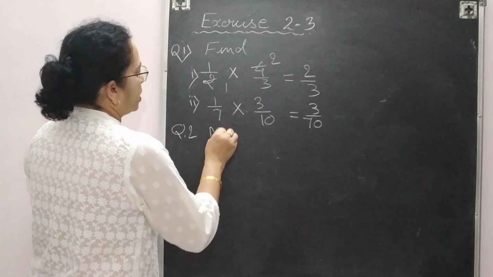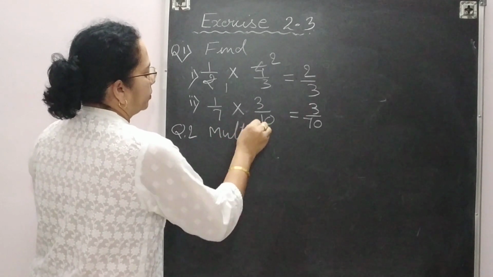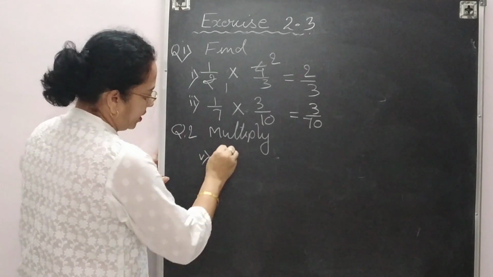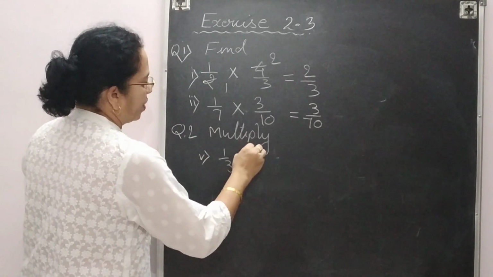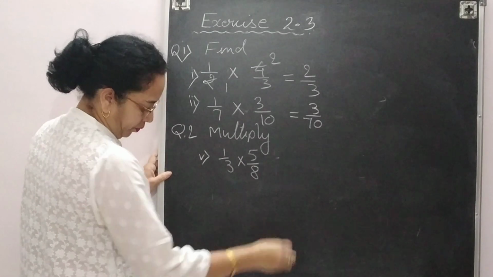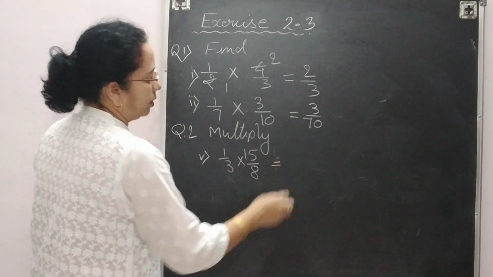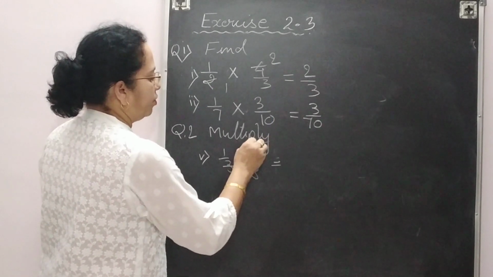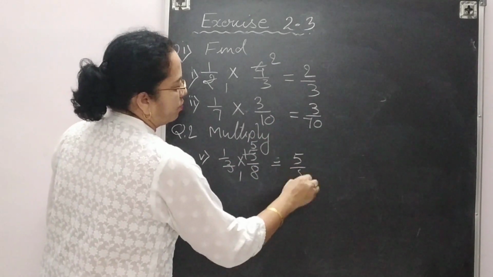Next question is again multiply. So the fifth one I am taking is 1/3 into 5/8. Sorry, 15/8. So here we can cut the number. 3 1s are 3, 3 5s are 15. So the answer is 5/8.